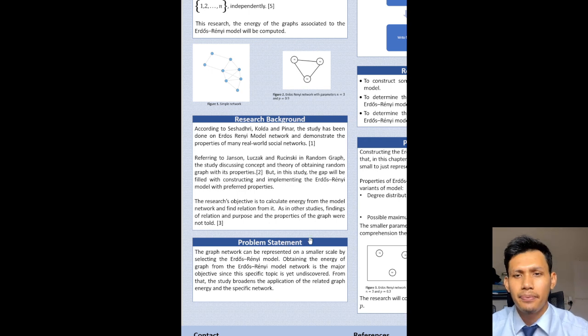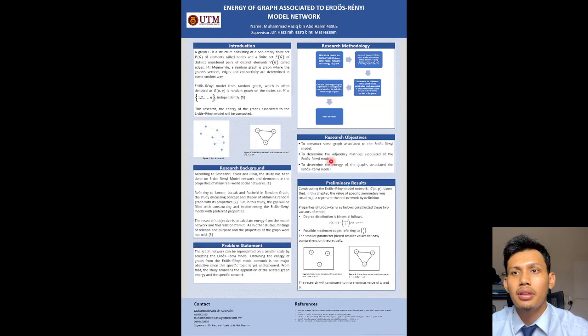Problem statement. The graph network can be represented on a smaller scale by selecting the Erdös-Rényi model. And from that, we are going to obtain the energy of the graph. This study also broadens the application of the related graph energy and the specific model network.